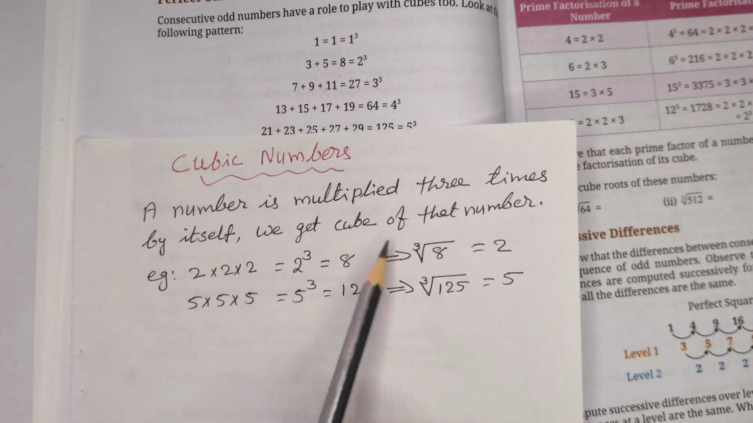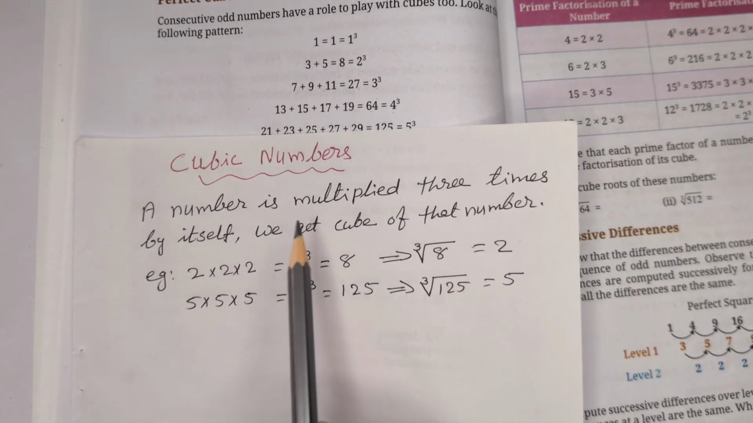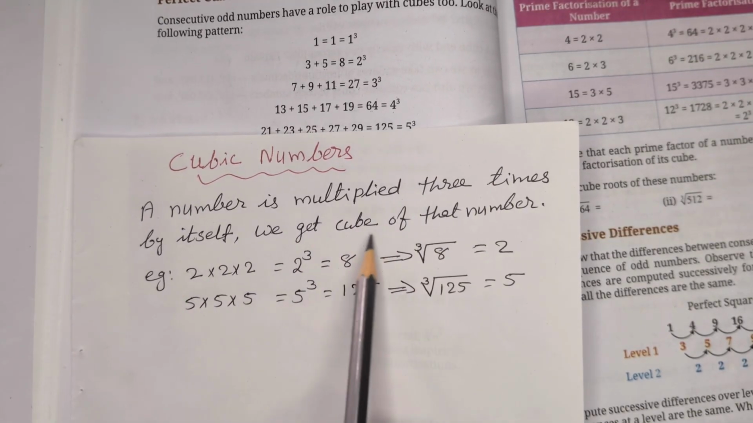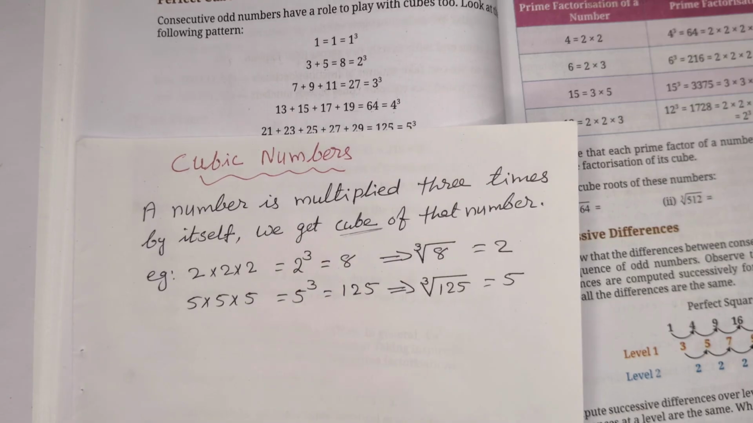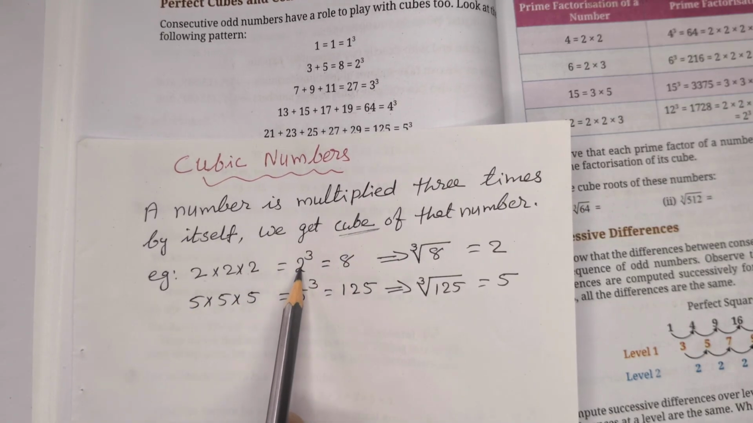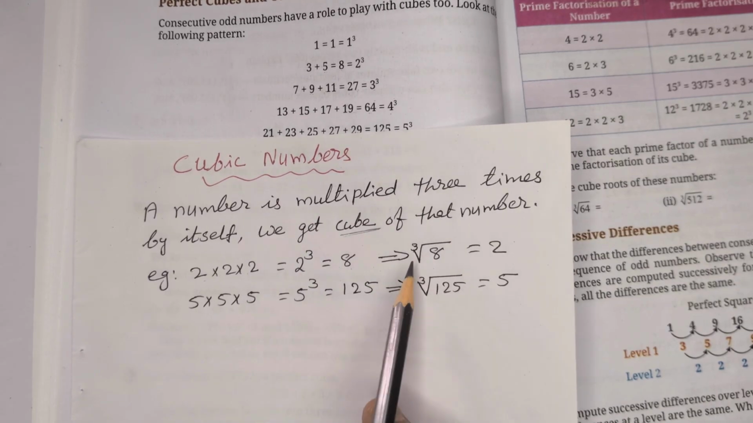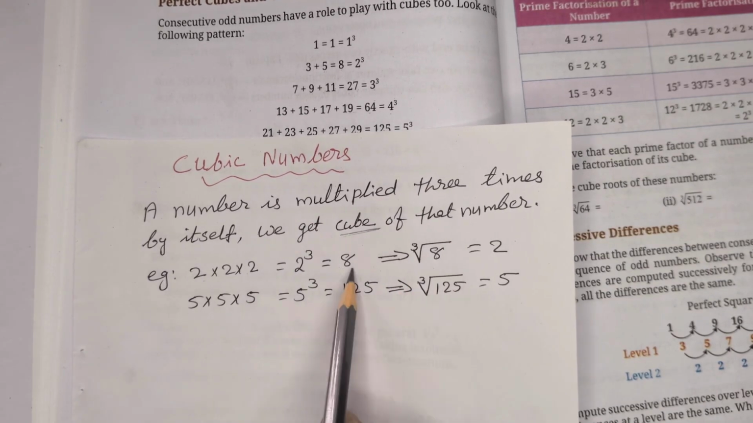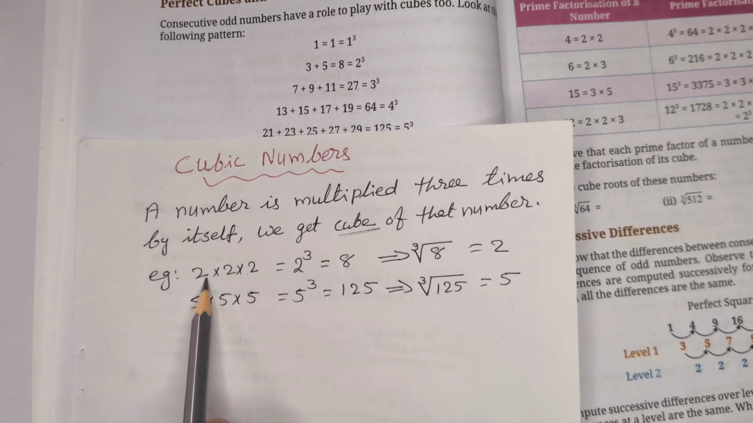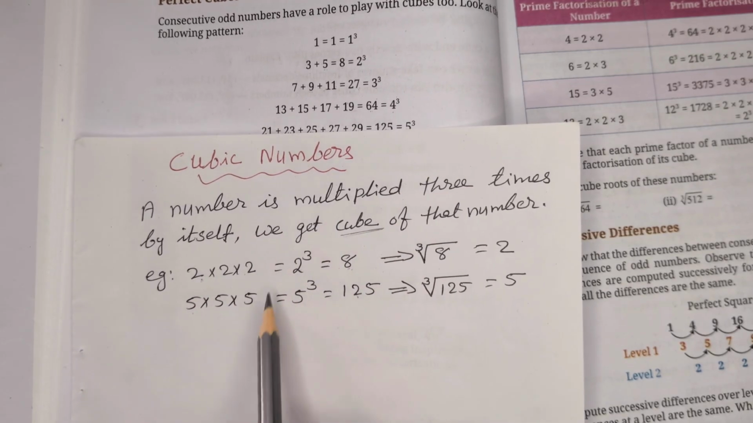This is the definition of cubic numbers: if a number is multiplied 3 times by itself, we get the cube of that number. 3 times 2, cube of 2, that is 8. Then we write the cube root of that 8. Cube root of 8 is 2. Cube root of 125 is 5. The number which we multiplied 3 times will be the cube root.